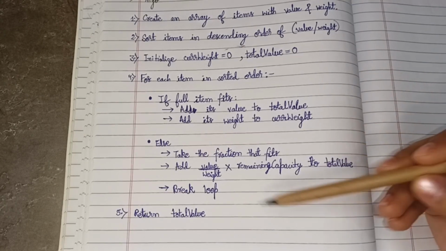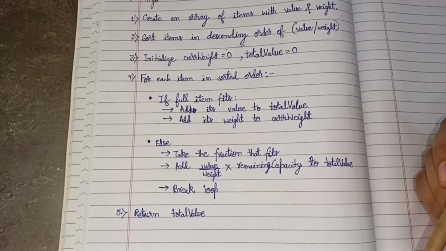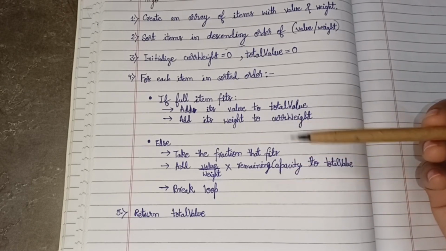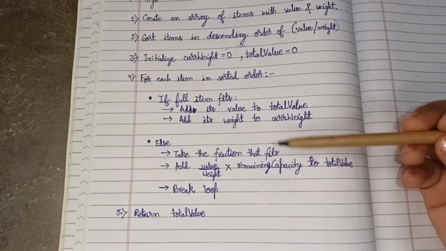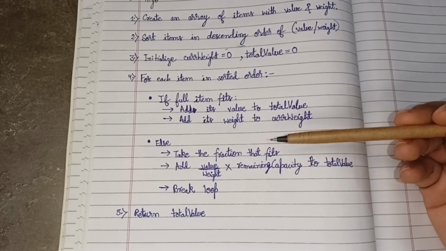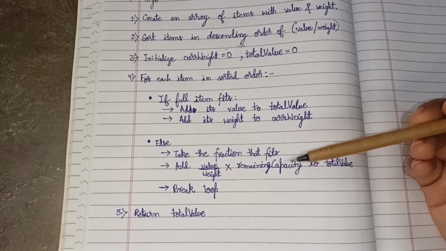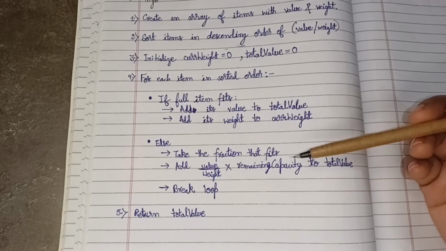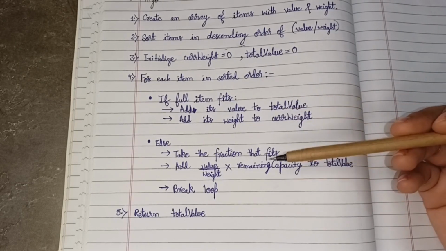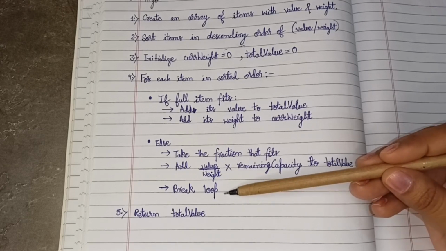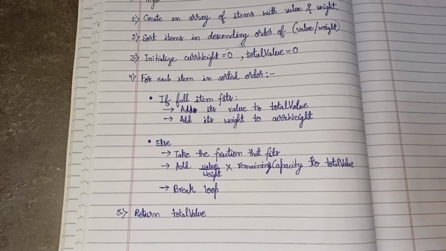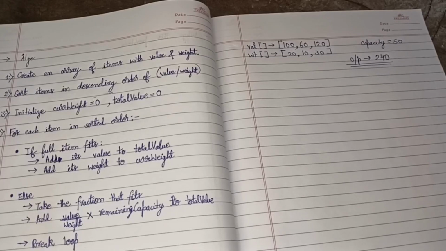Now we need to break the loop. Why do we need to break the loop? Because if we do not add a break to it, then we will keep on adding more weight to it even if the element doesn't fit in the knapsack. That means even though we have reached the capacity, we are still filling the knapsack, so that's not right. So we have to add a break to it. Then after this we will simply return the total value.